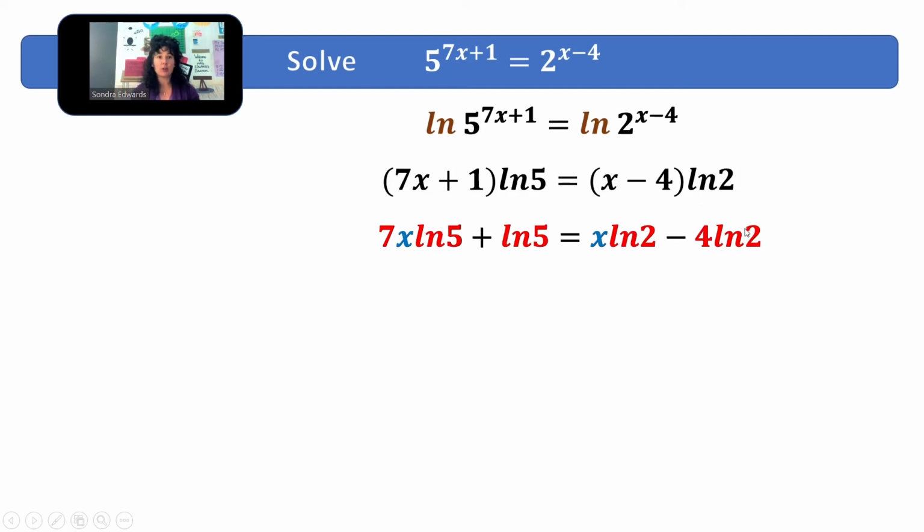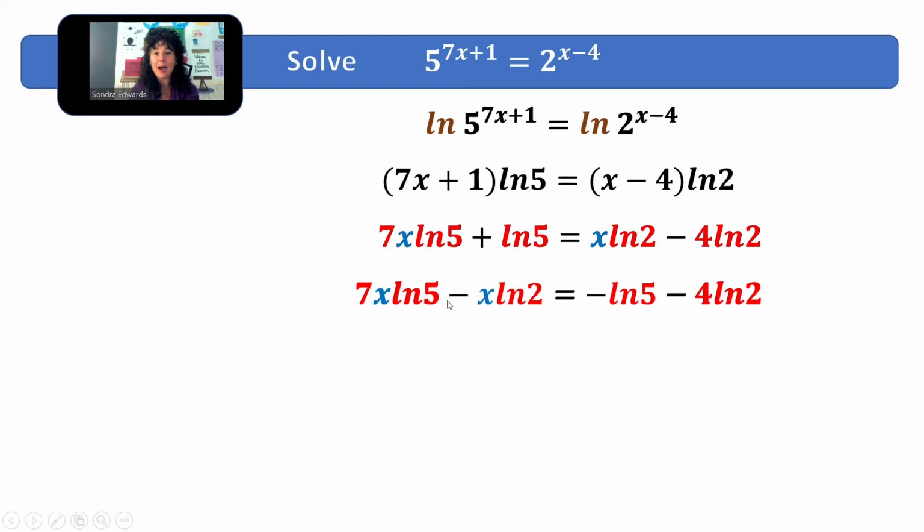So I'm going to move terms with x to the left and terms without x to the right. I'm going to leave these ones. This one had an x and it's already on the left. Minus 4 ln 2 is already on the right. So I'm going to move x ln 2 over here by subtracting x ln 2 from both sides. And I'm going to move ln 5 to the other side by subtracting ln 5. All right, so all I did there was add and subtract to move terms with x on one side, terms without x on the other.